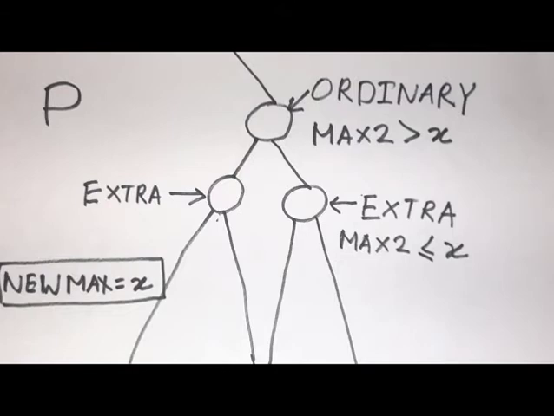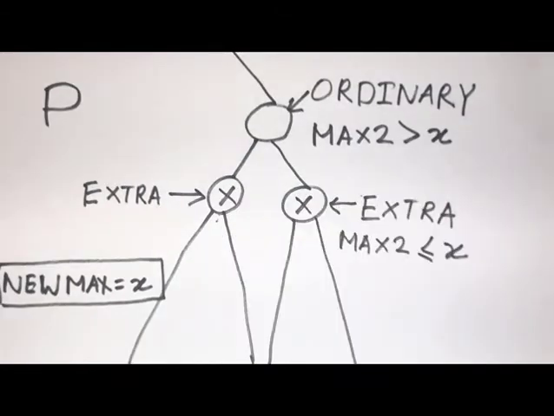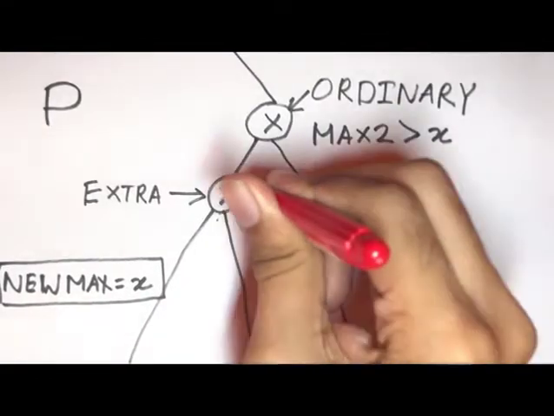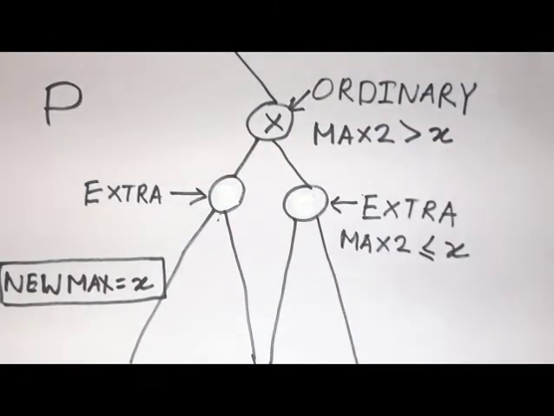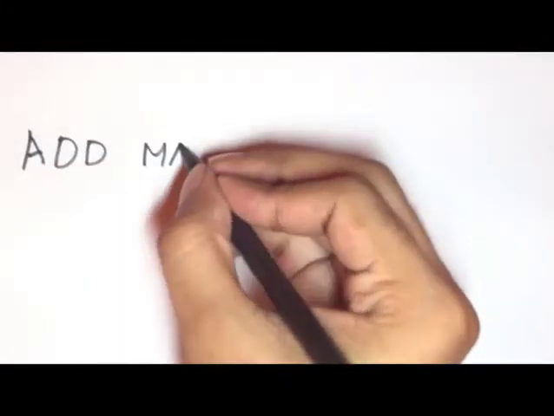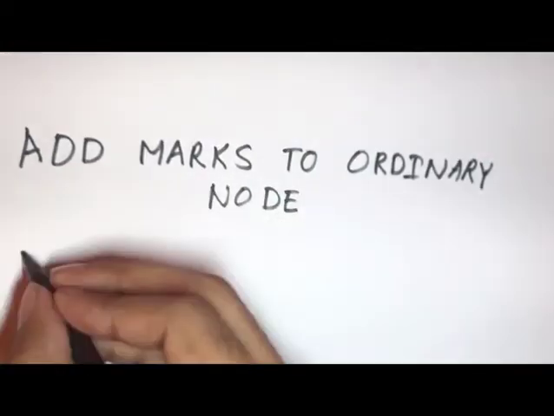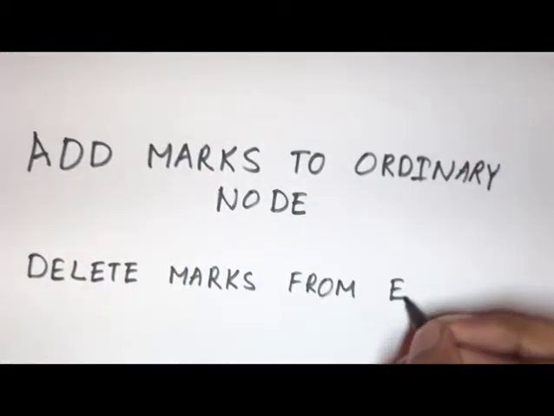Also, if we visit an extra node, then its sibling is also necessarily an extra node. Thus, the overall maximum for the two nodes becomes x. And thus, the parent acquires the mark of x, and then we delete the marks on both the extra nodes. Thus, we can intuitively understand that new marks are only added on ordinary nodes, and we always delete marks on extra nodes.